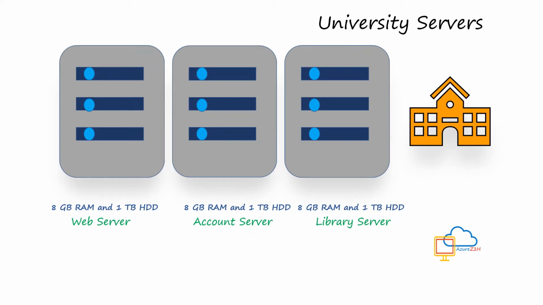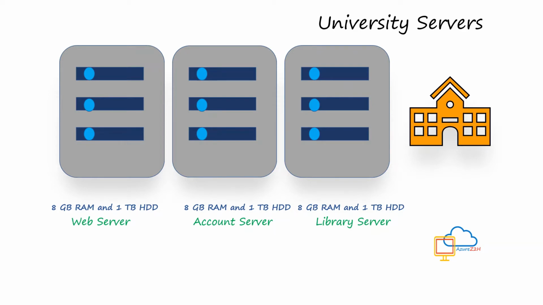There is another server, the library server, which we discussed. Its utilization is moderate throughout the year, and maybe it's zero when vacations are going on. So what's the point I'm trying to make here? If you observe, you're not using the server capacity optimally. It means maybe most of the time throughout the year your web server is underutilized. The same goes for your account server and library server.